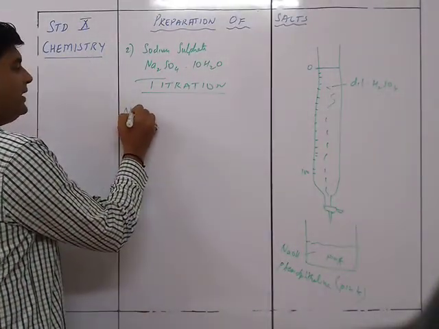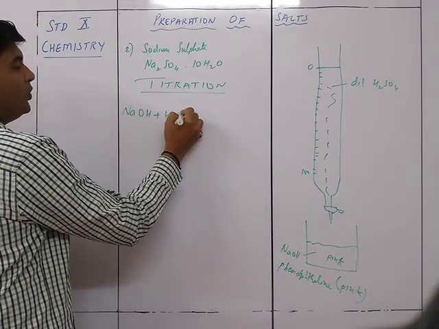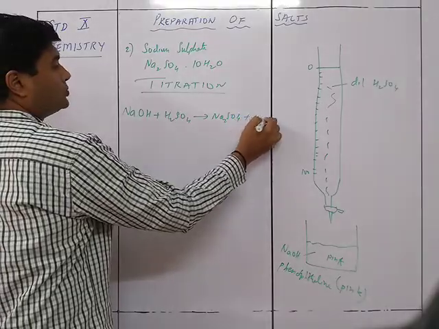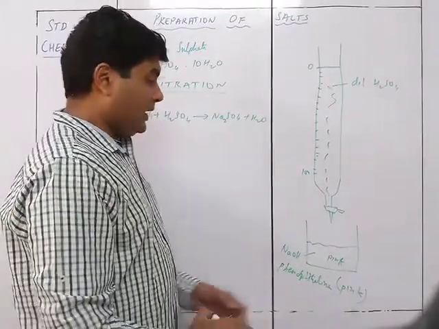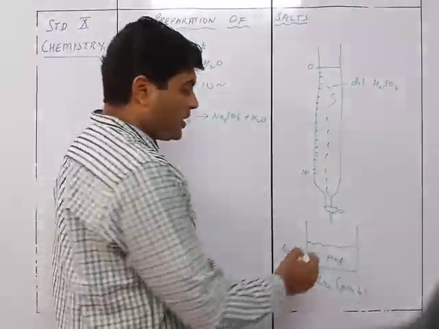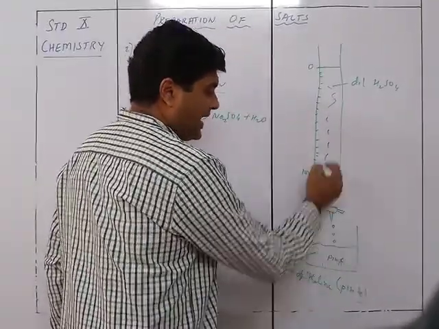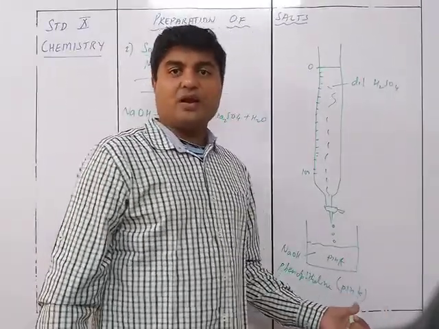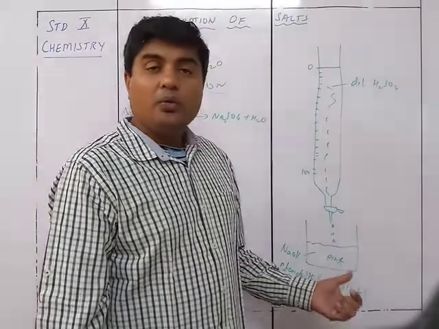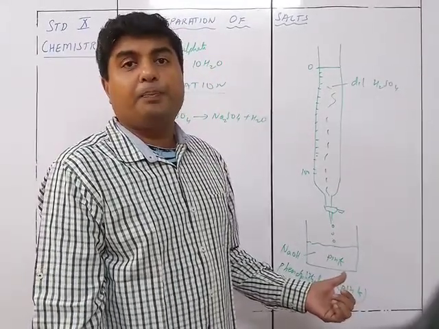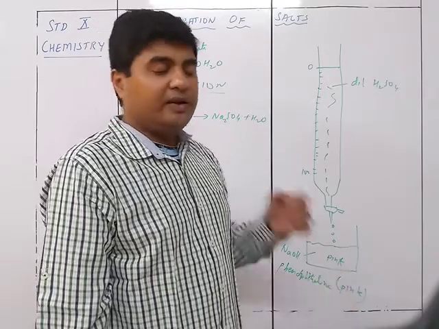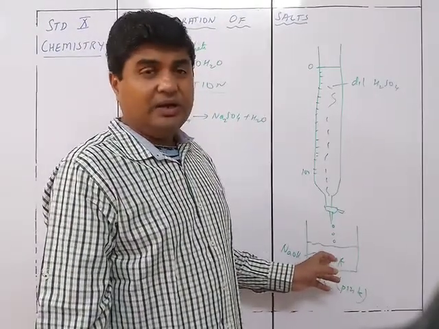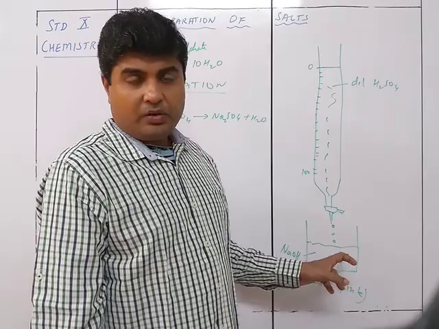So the reaction will be NaOH plus H2SO4 will give you Na2SO4 plus H2O. So this is the reaction that is going to take place. Now what you are going to do is add the acid drop wise into the base. NaOH is the base, which is right now pink in color, and we know that phenolphthalein, which is pink in alkaline solution, is going to turn colorless when it becomes neutral.